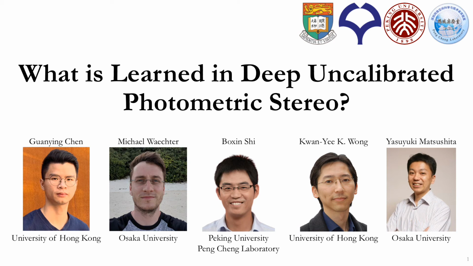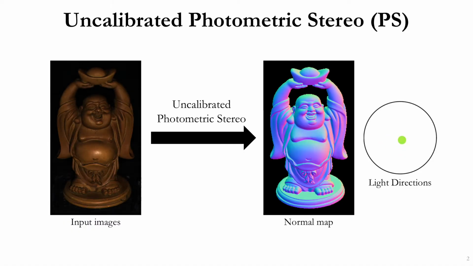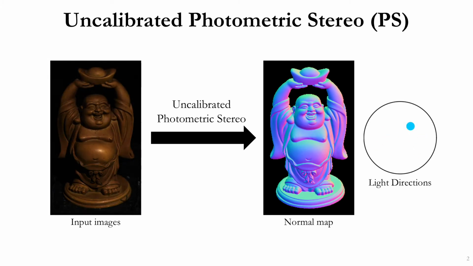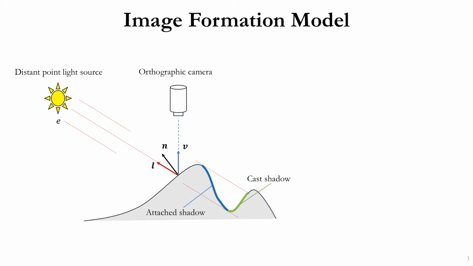We present our work titled What is Learned in Deep Uncalibrated Photometric Stereo. Uncalibrated photometric stereo is a technique for estimating the surface normal of an object, given images captured under varying light directions. Following the conventional assumptions, we assume a distant point light source, and an orthographic projection.